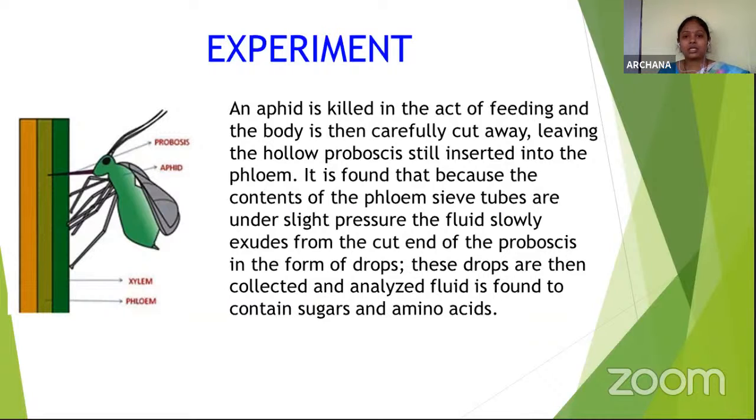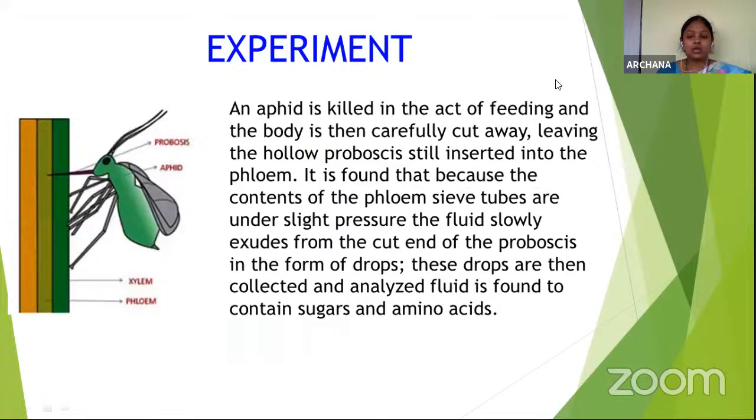It is found that because the contents of the phloem sieve tubes are under slight pressure, the fluid slowly exudes from the cut end of the proboscis in the form of drops. These drops are then collected and analyzed, and the fluid is found to contain sugars and amino acids. So this experiment proves that phloem conducts food materials in plants.